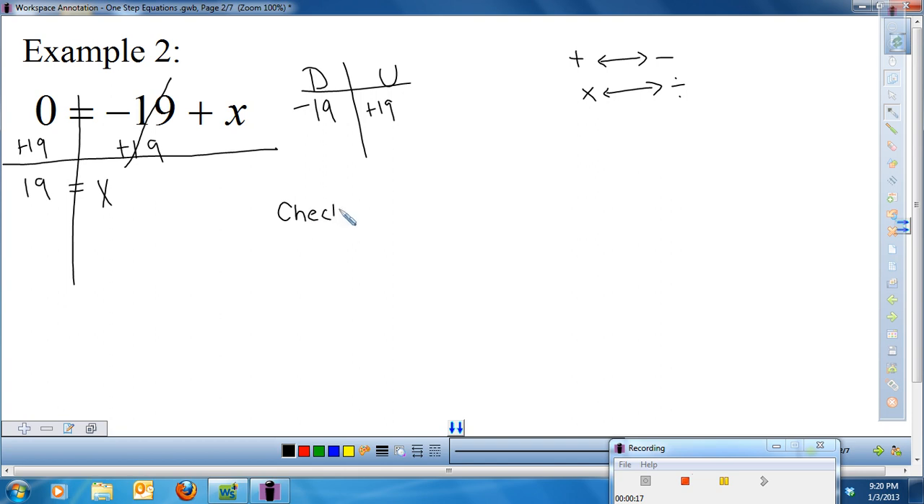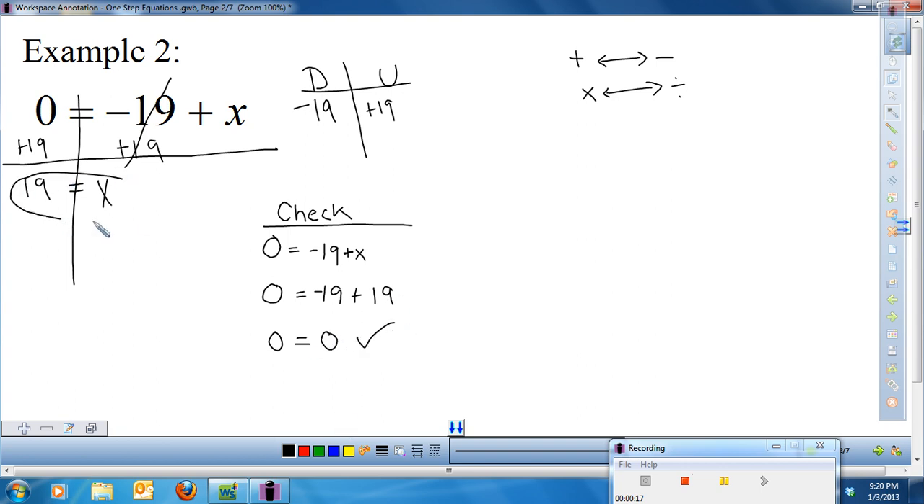So I'm going to write a check right here. And I copied out my original problem: 0 equals negative 19 plus x. I copy this down and then substitute in my value I got for x. I got that x was positive 19. So negative 19 plus 19. And let's check it in our calculators. Negative 19 plus 19 is 0. My check works, so my answer is x equals 19.